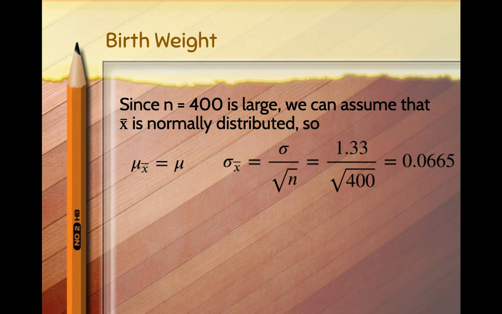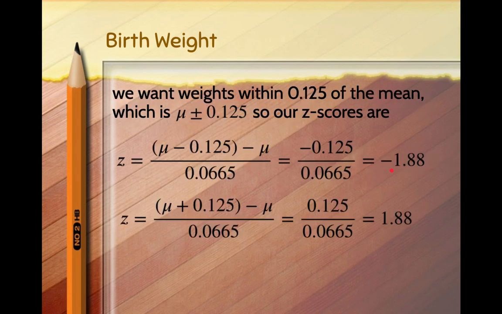So we can say the mean of x bar is mu. Sigma of x bar changes: we have the population standard deviation of 1.33 divided by the square root of 400, which gives 0.0665. Now, we're doing a normal distribution, so let's make it a standard normal distribution because we have the table for that. So we'll turn those into z-scores. And look what happens when you do that.